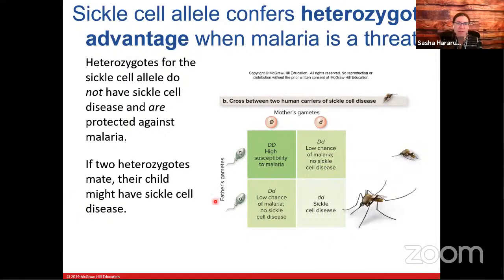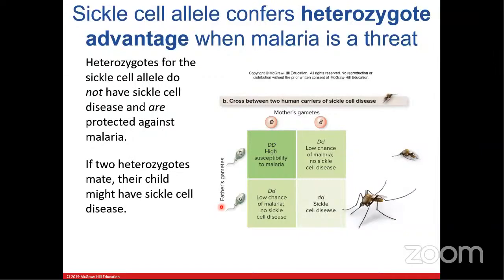Okay, any questions about the heterozygous advantage? How come homozygous dominant has a high chance while recessive means you have it? Lauren, can you unmute yourself and rephrase your question? I'm not sure I understand it as written. Yes, I'm looking at the homozygous dominant, where it says high susceptibility to malaria, and then the recessive, which says you have sickle cell disease. If they're both homozygous, why is one more susceptible to getting it and the other means you have it if you have the recessive alleles?